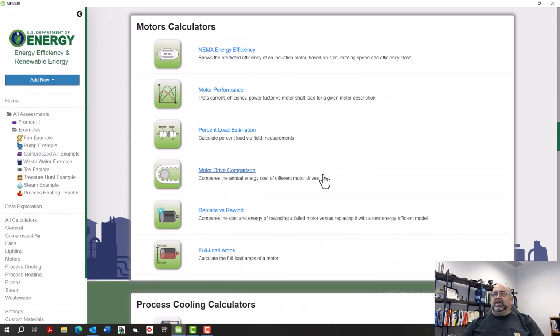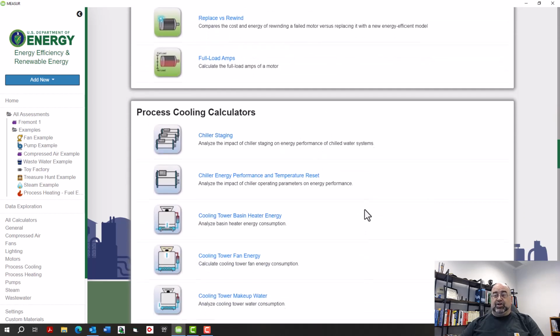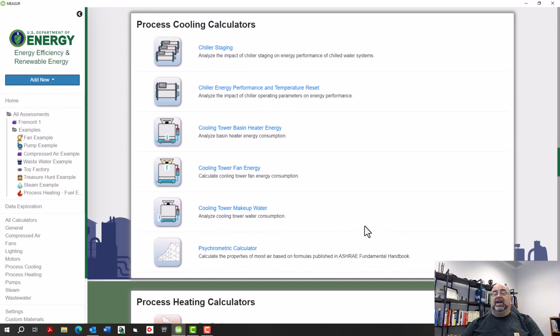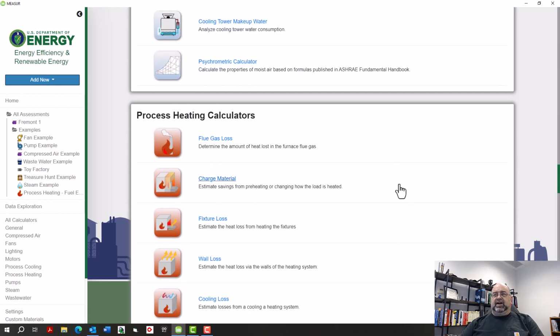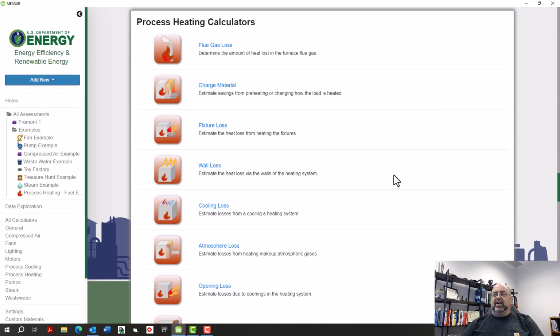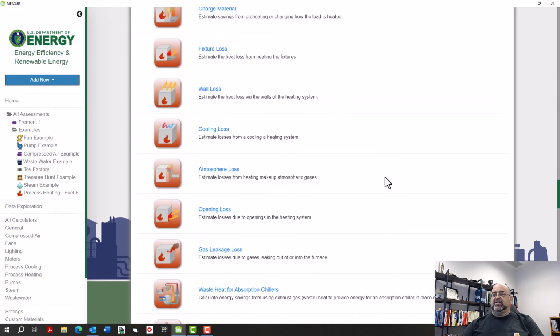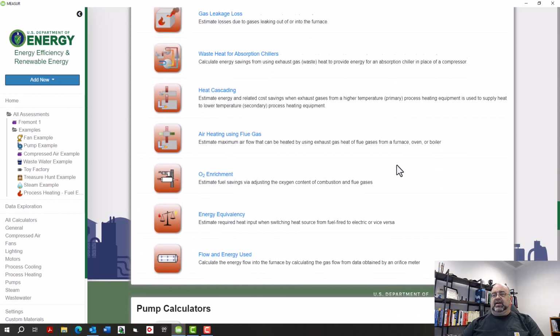The motor calculators, we're going to come back to that. Process cooling, all your chillers, cooling towers, everything else. This is relatively new. Process heating was always there. That's definitely a good one, especially if you have boilers and everything else. There's a couple of new calculators in here. And you can see there's a lot to cover.